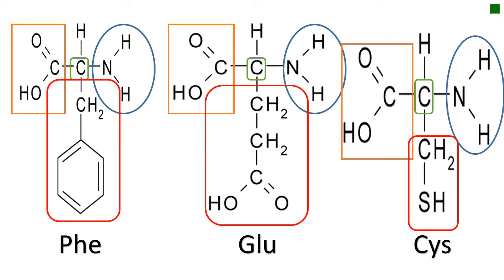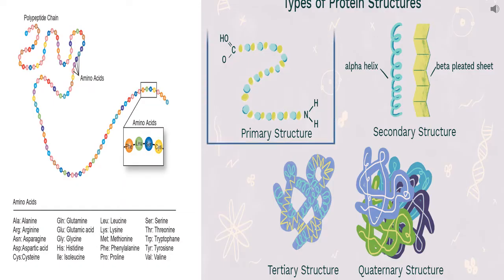For example, here we have phenylalanine, glutamine, and cysteine. Though they have the same amino group, carboxyl group, and central carbon, they are very unique in terms of their side chains. That makes each very unique from other amino acids.